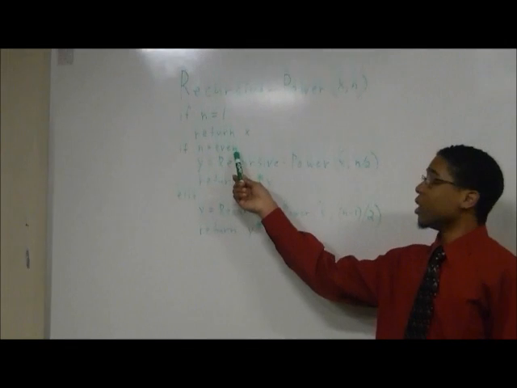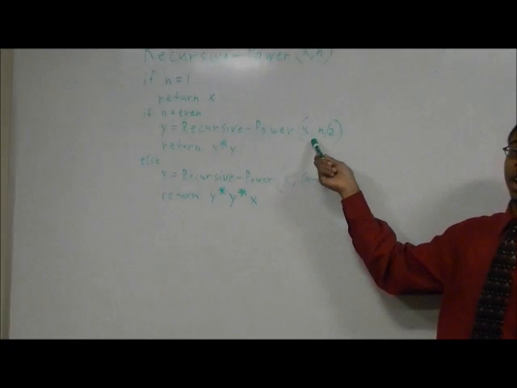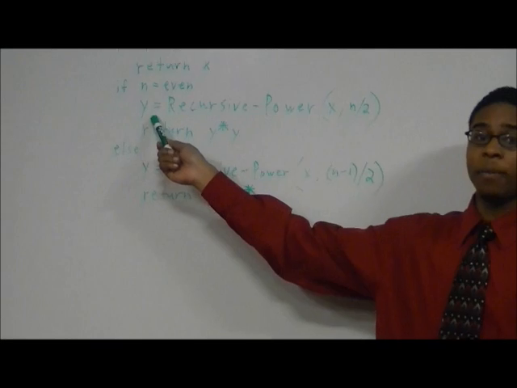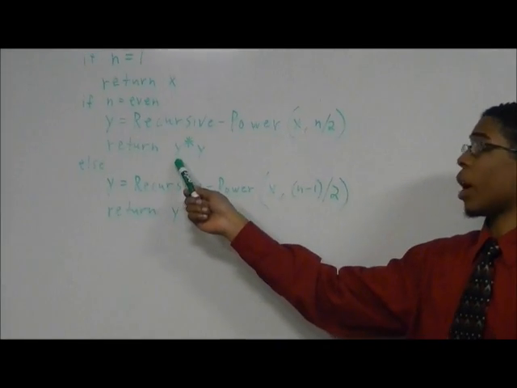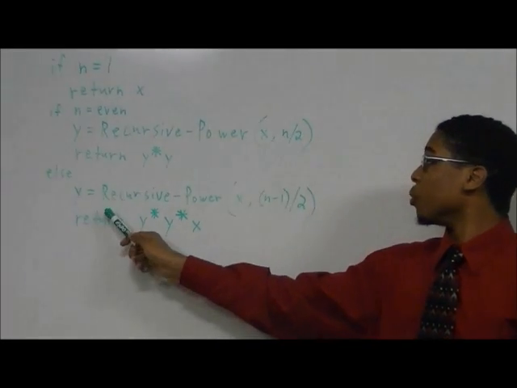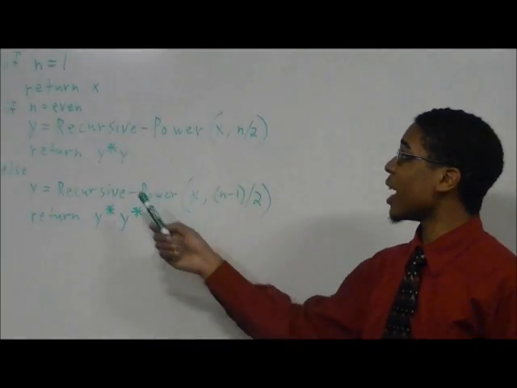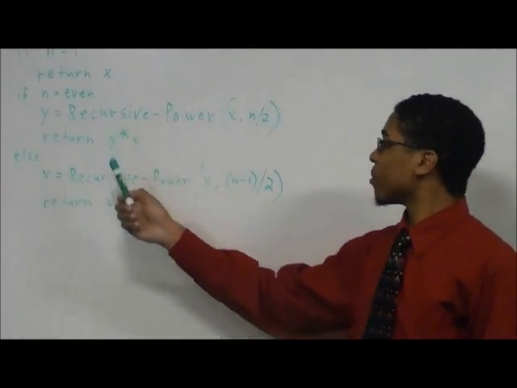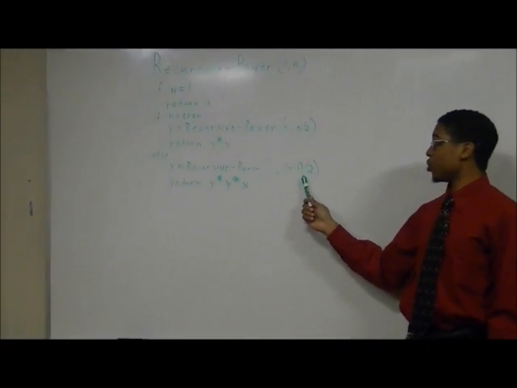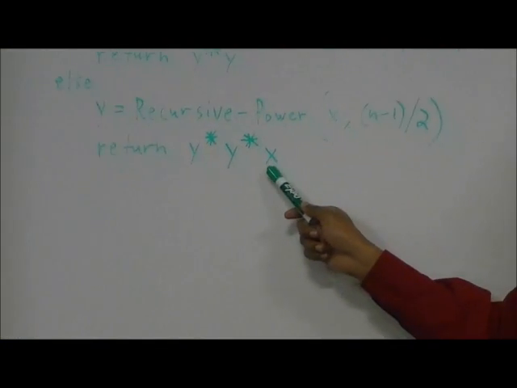If n is even, then we apply this function recursively, with x and n divided by 2, and we set that equal to y. After that, we return y times y. The last case is when we set y equal to this function, however we change it because n is no longer even. So now we have x and n minus 1 divided by 2, and our result is returning y times x.